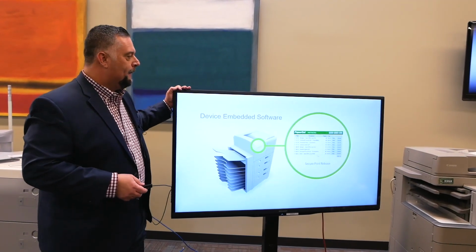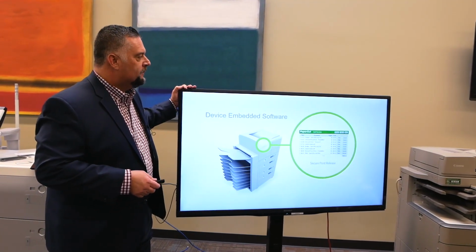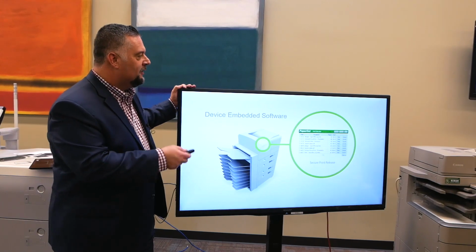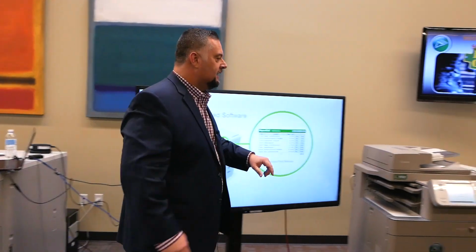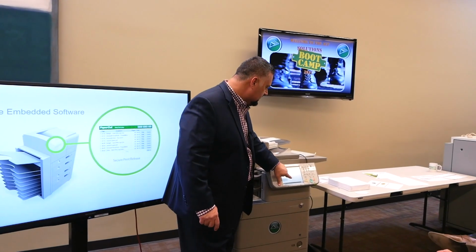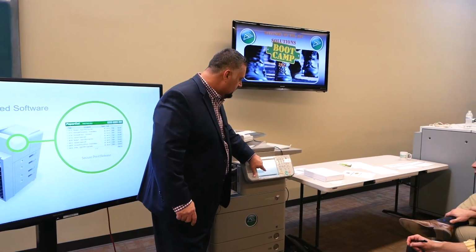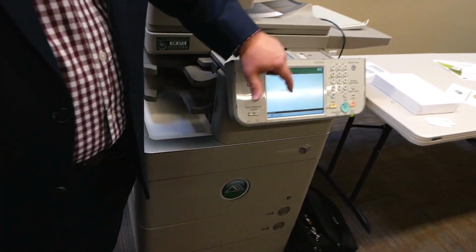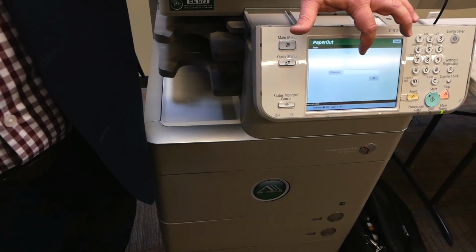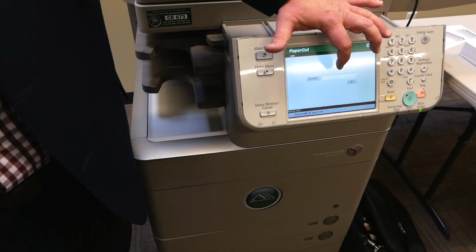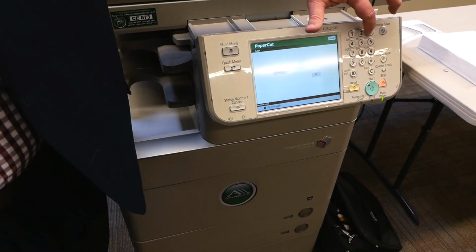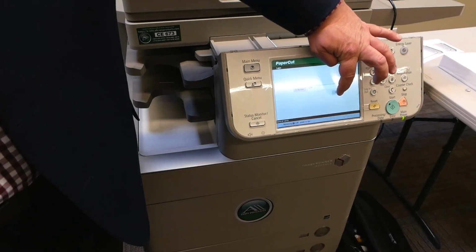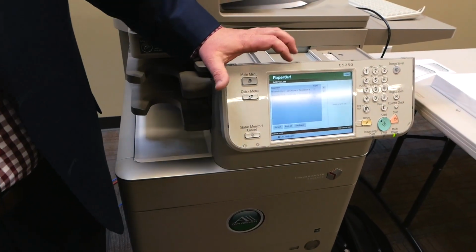So on the device side, when I log in, and let's go ahead and show the login process, typically I can log in with a prox card, a username or password, or in this case, I just have a simple PIN code. I can log in and I can see my jobs.